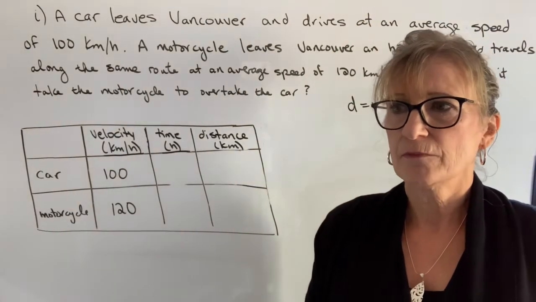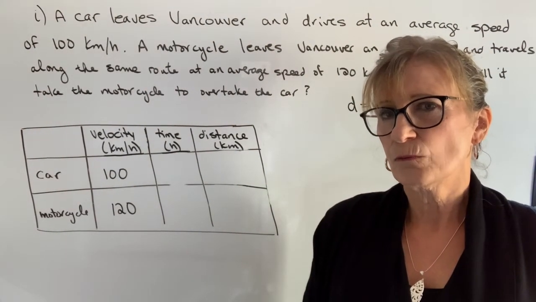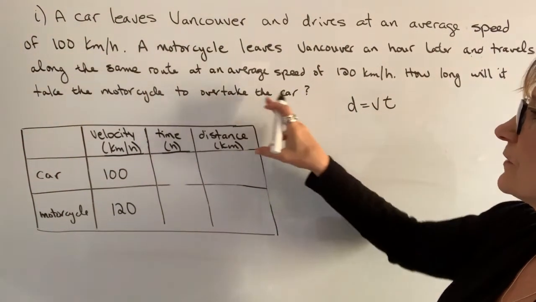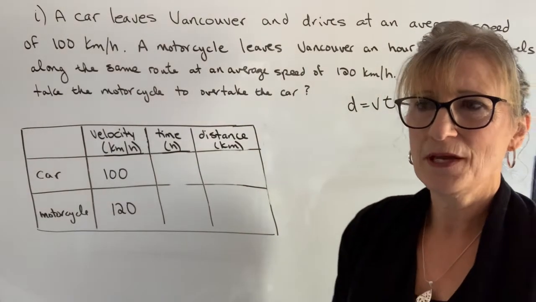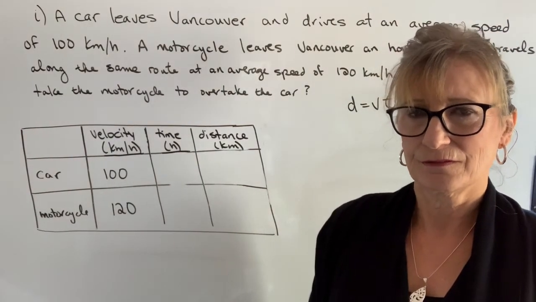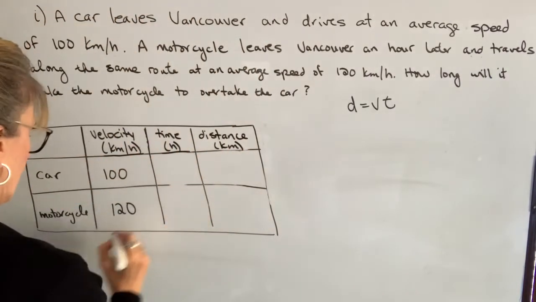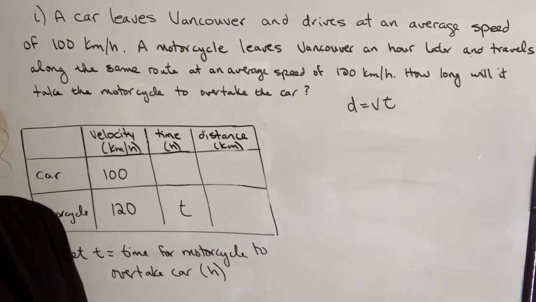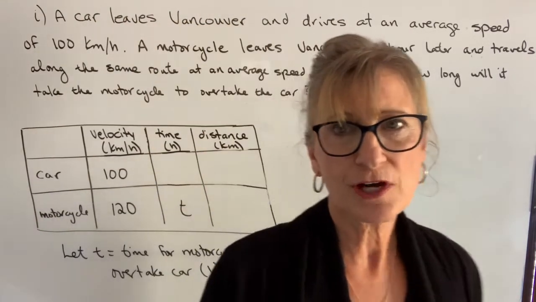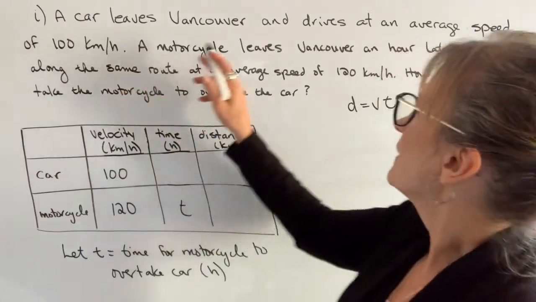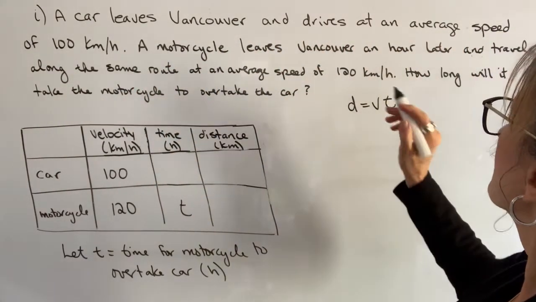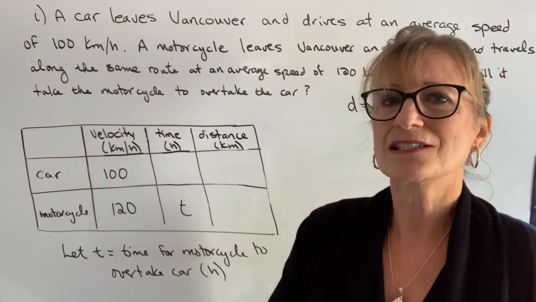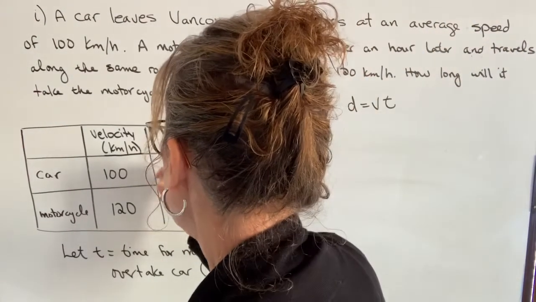Next, I would determine what am I asked to solve here. It says, how long will it take the motorcycle to overtake the car? So that's the time that the motorcycle is traveling. So that's going to be my unknown. If that's my unknown, we need to then express the time that the car travels in terms of that. The car left an hour earlier than the motorcycle. So the car travels t plus 1 hours.